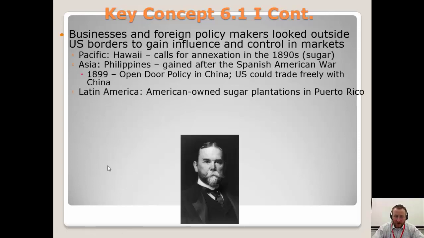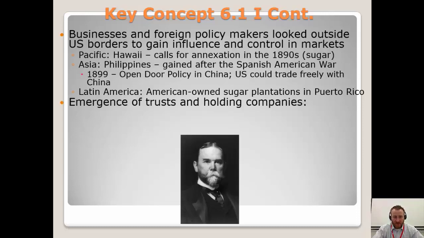And we turn our attention to Latin America, Puerto Rico, for example, and further south, American-owned sugar plantations down there. So we are really spreading ourselves. We are joining that imperialism game, which, again, we will go into in much more detail in this unit.